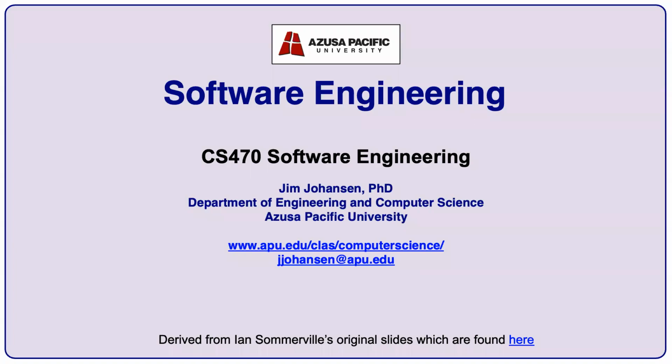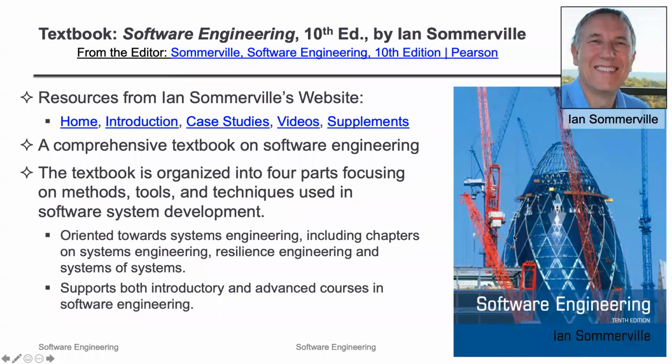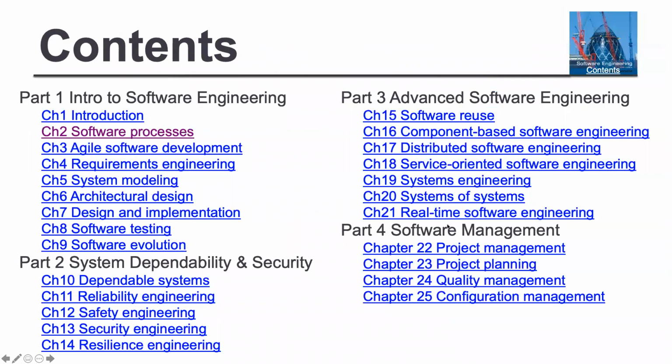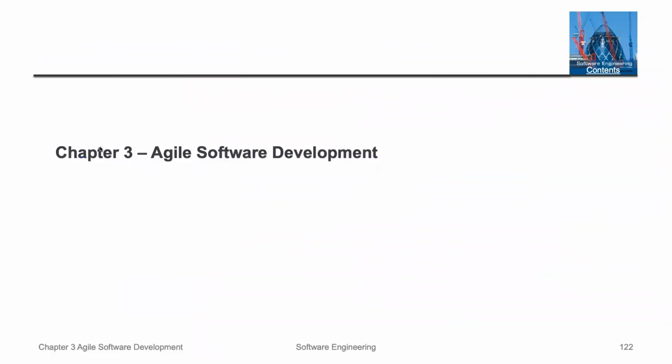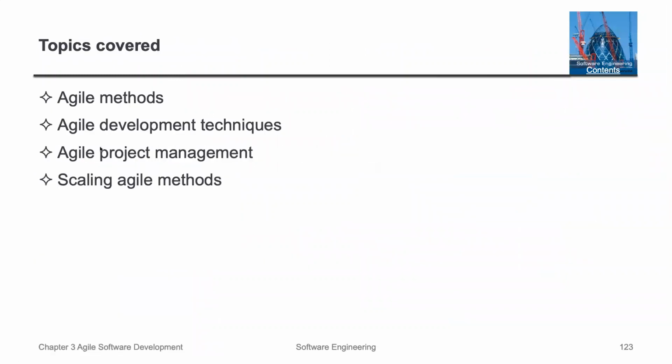Well, welcome back to our course on system engineering. Today, we're going to be going over chapter 3. And so we'll be talking about agile software development. And so the 4 topics that we'll be focusing on here are agile methods, agile development techniques, agile project management, and scaling agile methods.